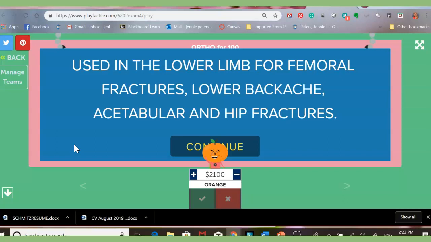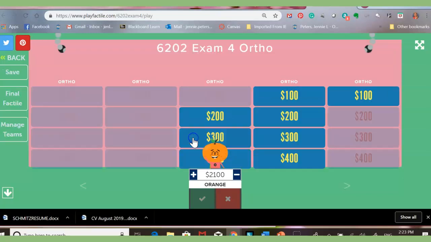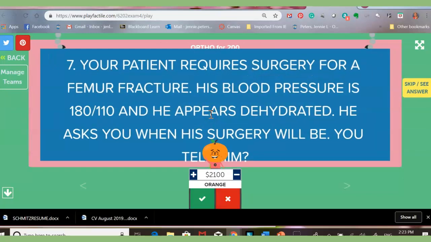So remember what traction does. It helps prevent spasms in the lower back. But now we realize that patients don't need to be in the hospital for that. If it's a hip fracture, that's completely different.